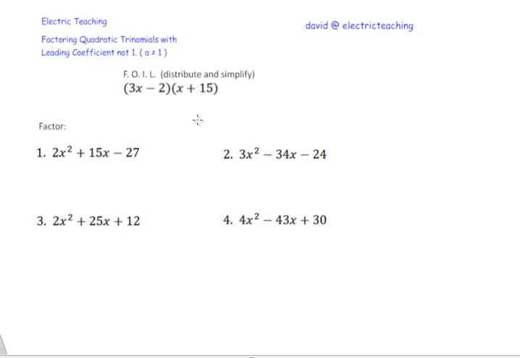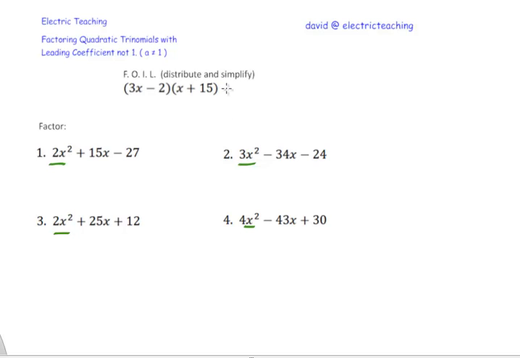Hi, this is David from Electric Teaching, and I'd like to try to show you how to factor quadratic trinomials with a leading coefficient that is not 1. That is, a that is not equal to 1. For instance, see the ones down here: 2x squared, 2x squared, 4x squared, 3x squared.